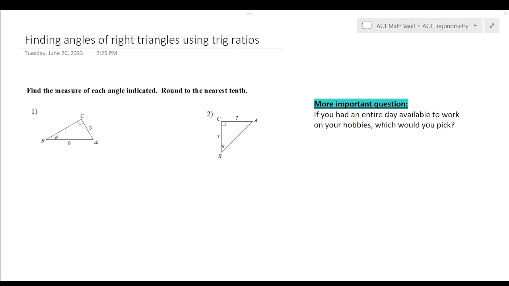And to make sure we don't take ourselves too seriously, let's think about the fun question. If you had an entire day available to work on your hobbies, which would you pick?